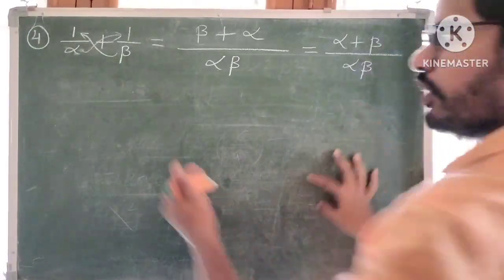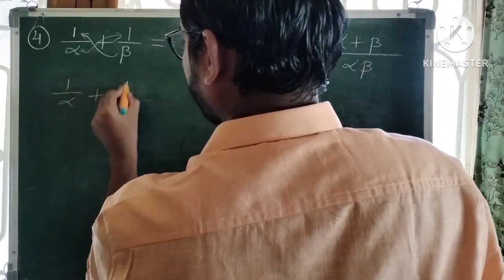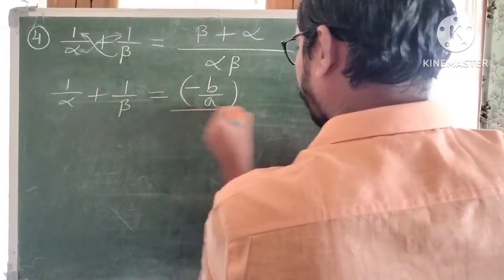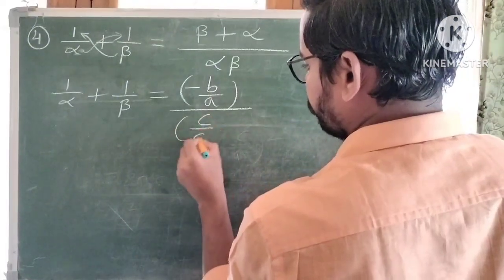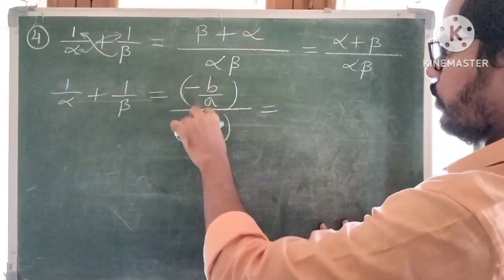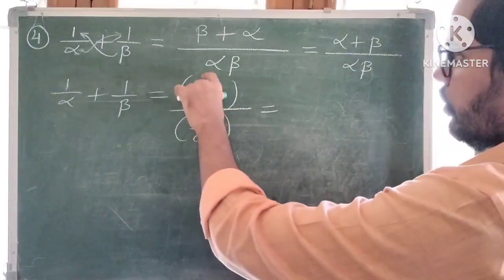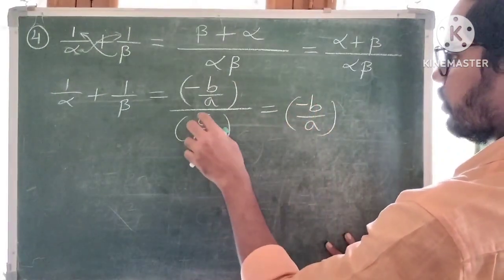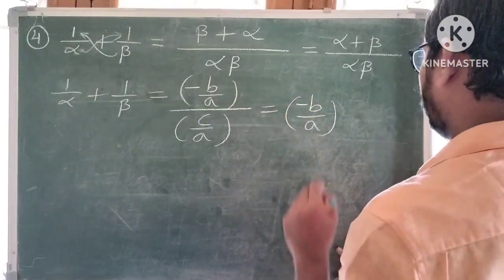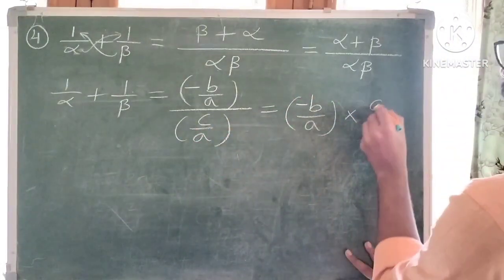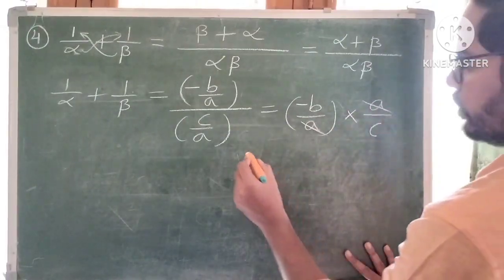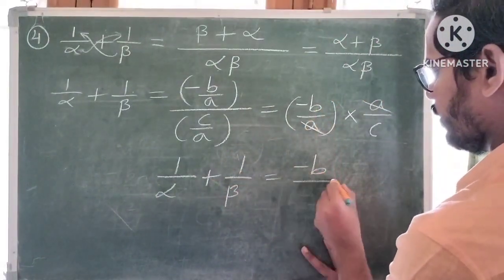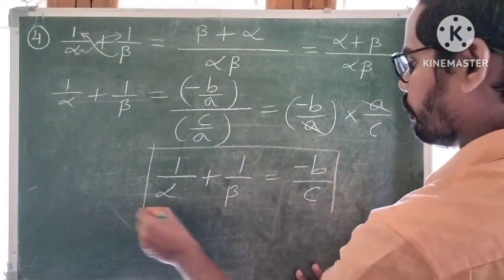So sum of the roots formula. 1 by alpha plus 1 by beta is equal to sum of the roots, minus b by a, divided by product of the roots, c by a. Now again division of two rational expressions. b by a as it is. Now take reciprocal for denominator rational fraction. c by a becomes a by c, a gets cancelled. Therefore what is the formula for 1 by alpha plus 1 by beta? Minus b by c. So this is the formula for 1 by alpha plus 1 by beta.